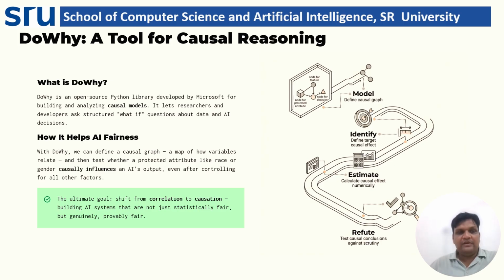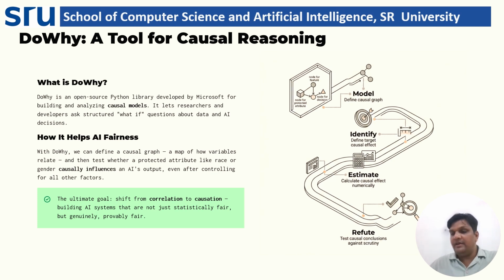How it helps AI fairness: with DoWhy, we can define a causal graph, a map of how variables relate, and then test whether a protected attribute like race or gender causally influences an AI's output, even after controlling for other factors. The ultimate goal shifts from correlation to causation, building AI systems that are not just statistically fair but genuinely, provably fair.